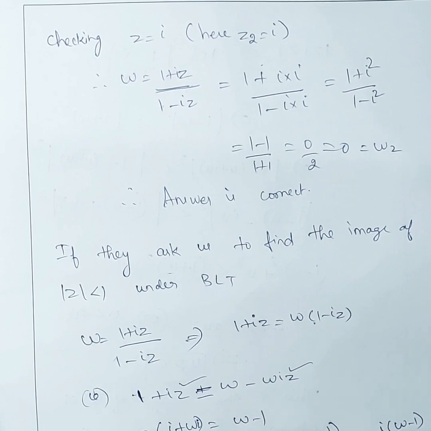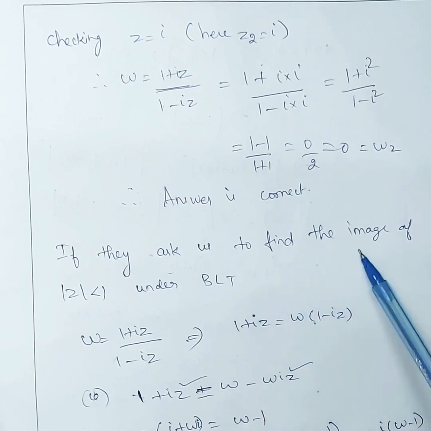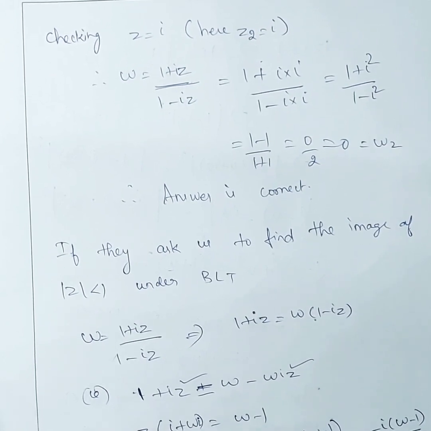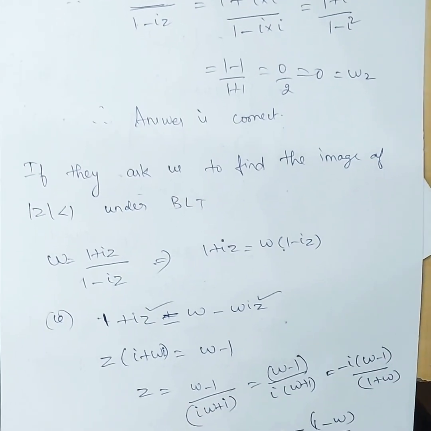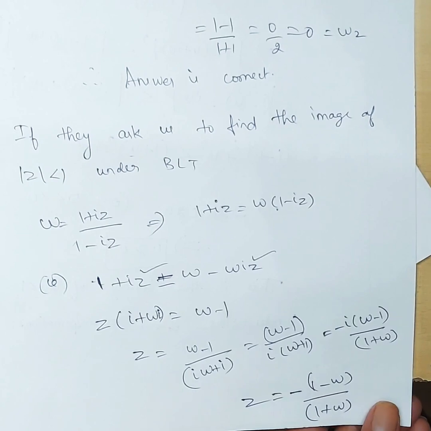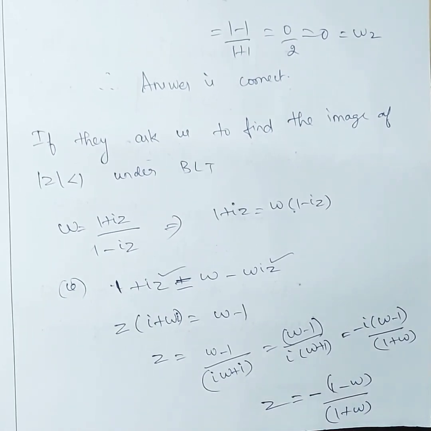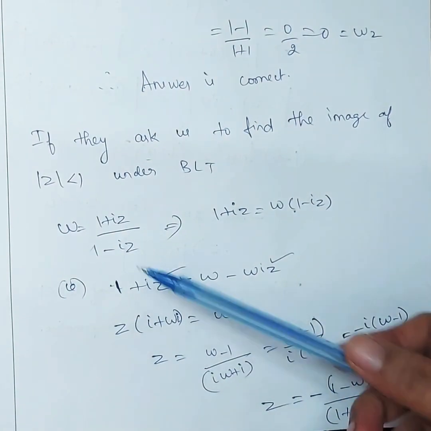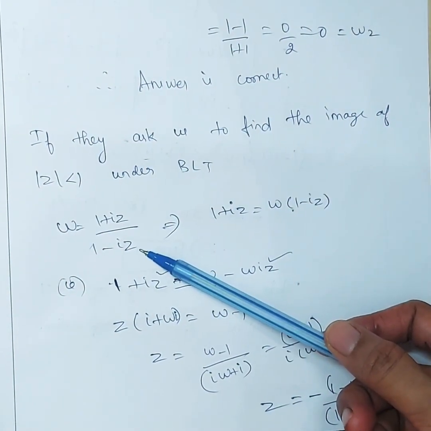Just replace w by z and you will get the fixed points. Now if they ask us to find the image of mod z is equal to 1 under this bilinear transformation, how to proceed? Since they have given mod z less than 1, I have to write the same thing in terms of z. Then only it's easy for me to compare. Correct? So w is equal to 1 plus iz by 1 minus iz is the given transformation.